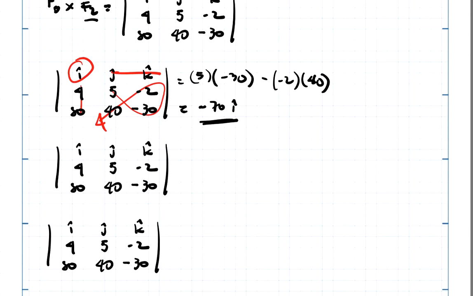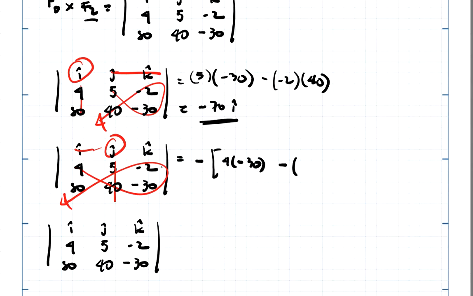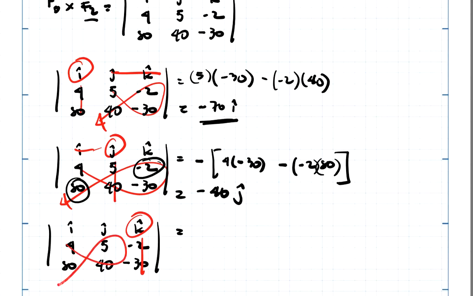And then for the value of our J, we need to cover this part and do this pattern. Since this is J, we have a negative sign here, and then 4 times negative 30 minus negative 2 multiplied by 80. And this is equal to negative 40J.